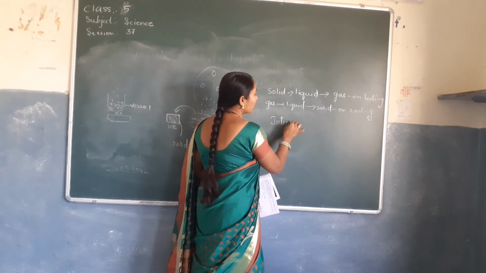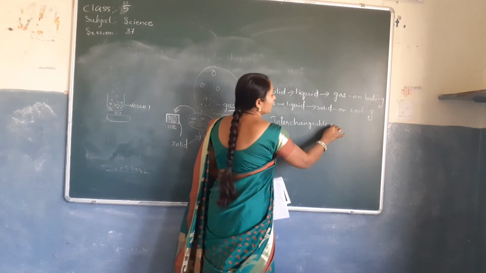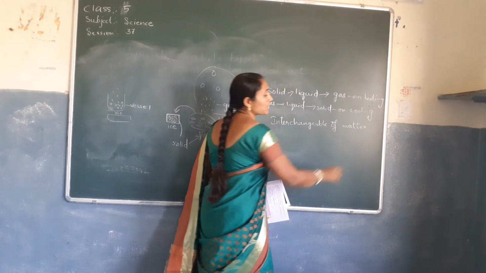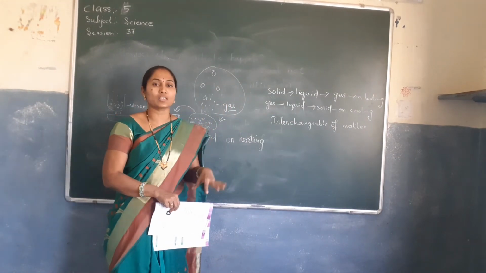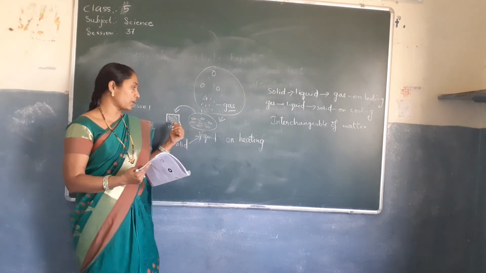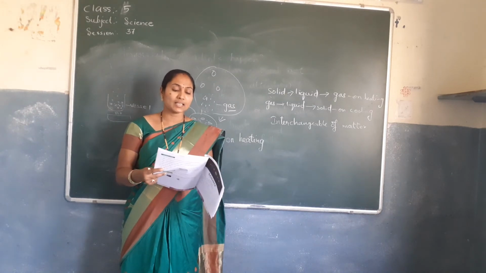It is there in your book. Interchangeable of matter. That means the molecules that are present in the matter are changing. We cannot see it, the change is happening inside. So all this is happening because of the molecules. This is called the change in its state.